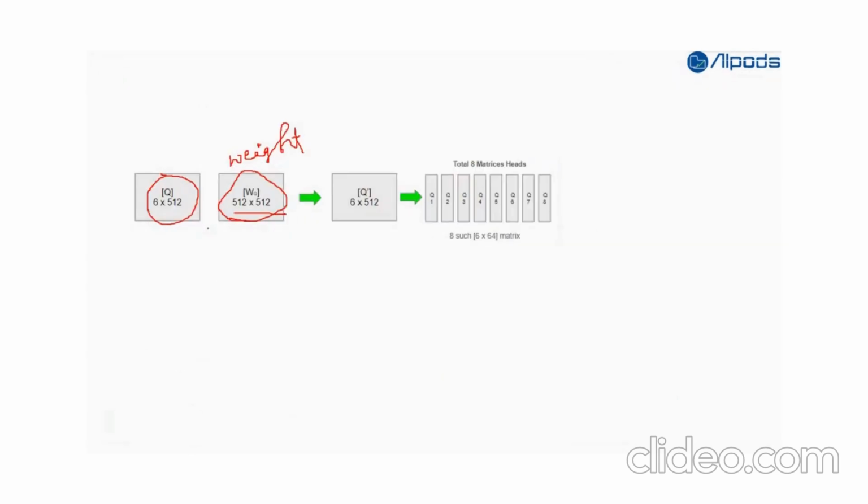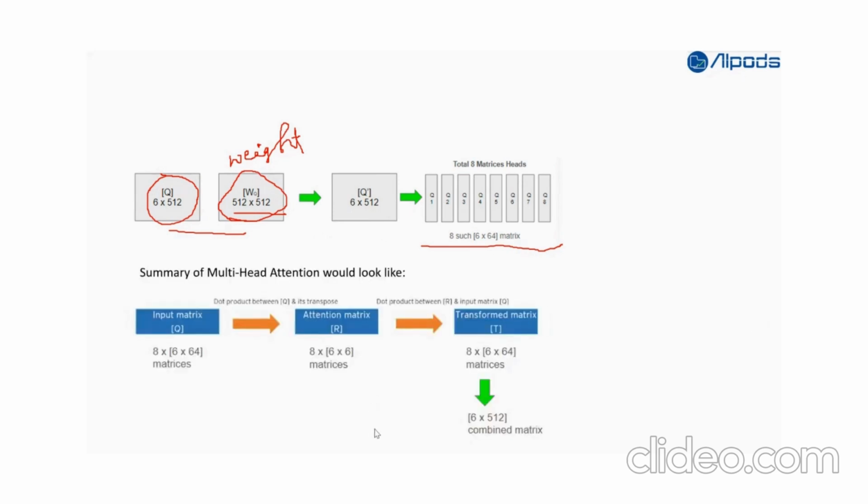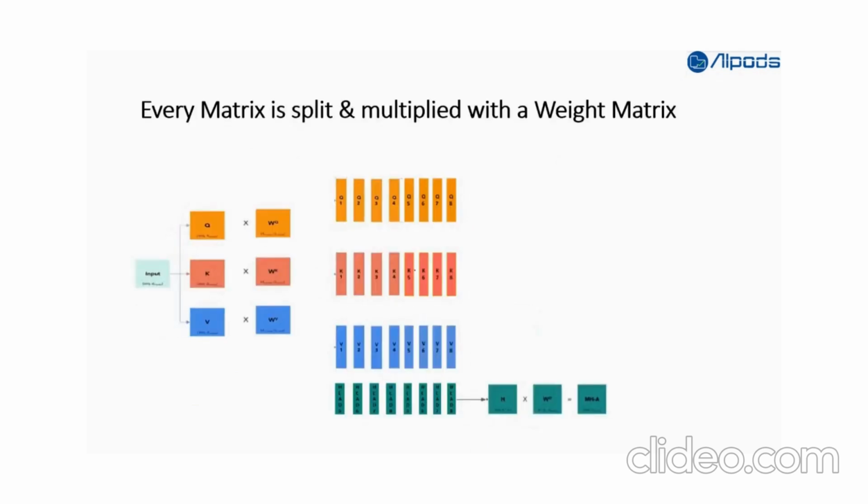Then once the dot product between weight matrix and input matrix is calculated, it is split into smaller heads as we saw previously, right? So the entire mechanism of having 6 cross 512, then 6 cross 6, and then 6 cross 512, it will look something like this, where we will have smaller matrices interacting with every other smaller matrix, right? So if I again visualize it in a better manner, this is how it will look.